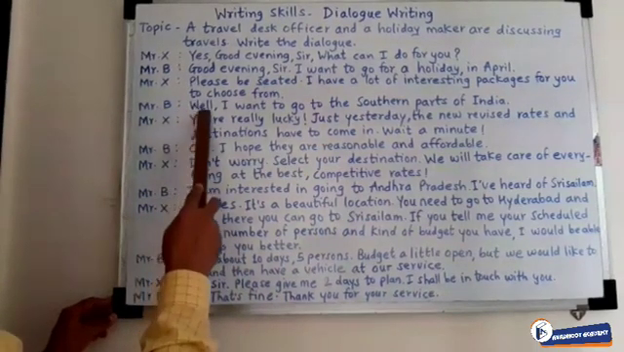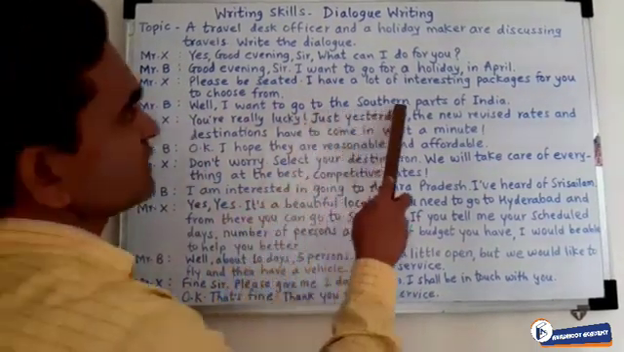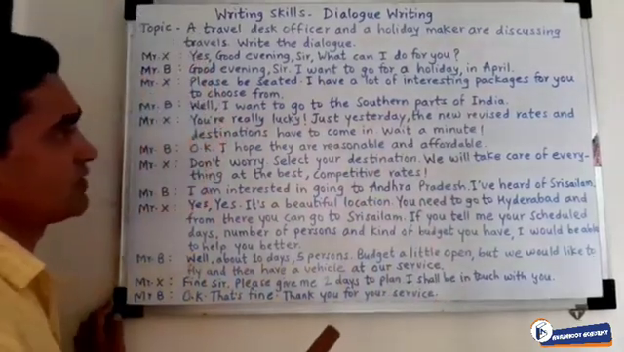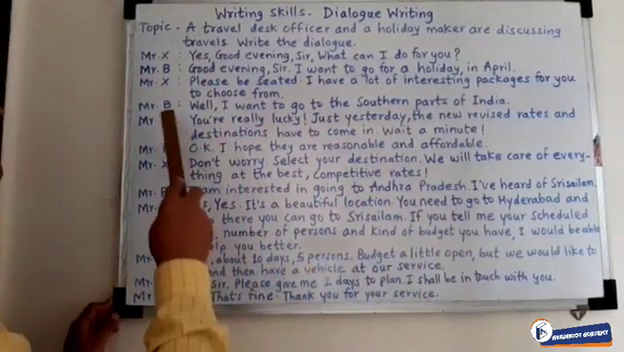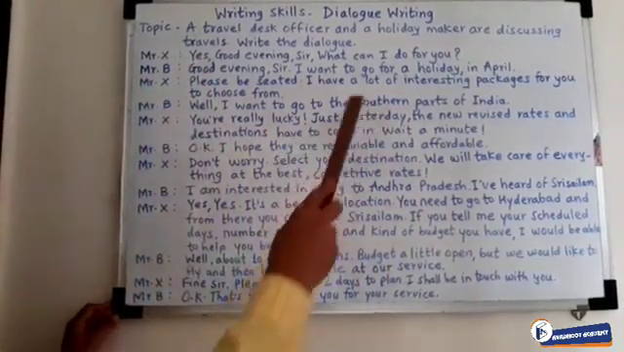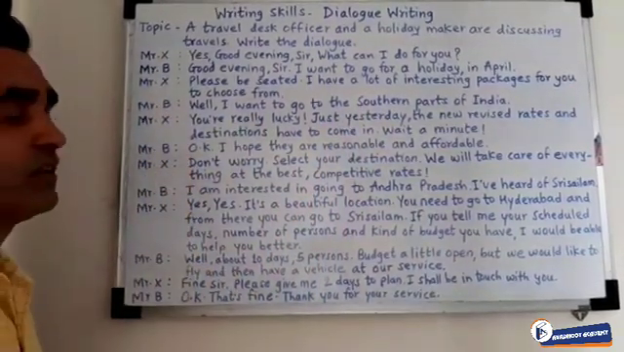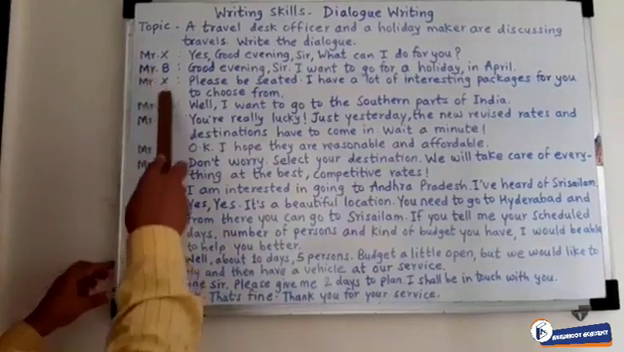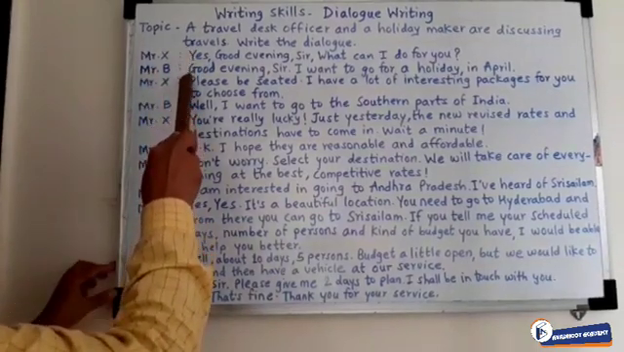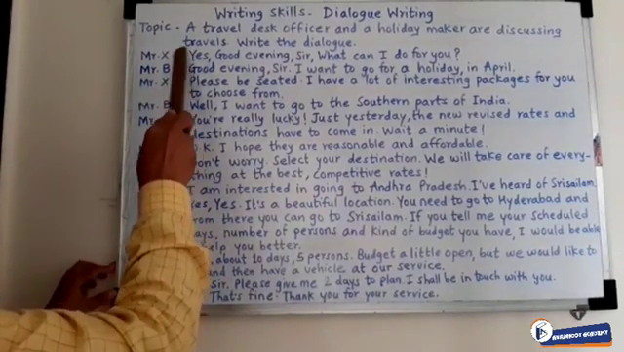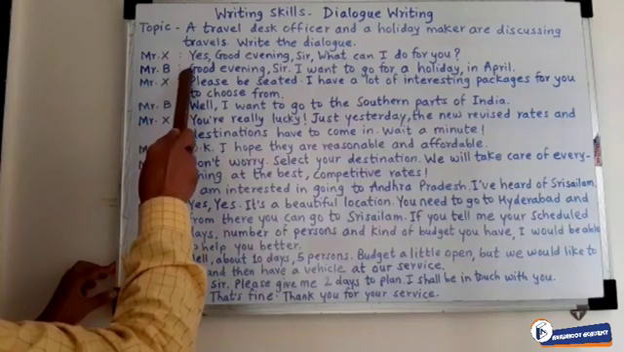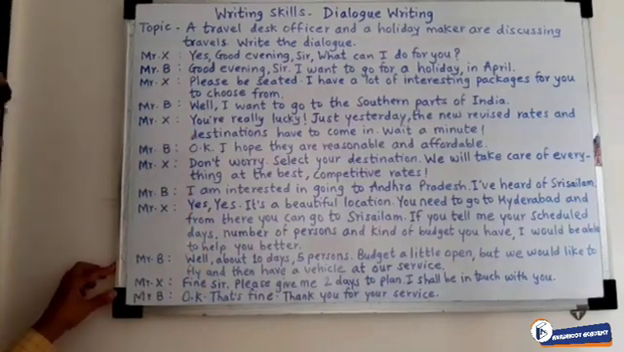Mr. B: "Well, I want to go to the southern part of India." See here, after writing the name of the person, there is this colon. Colon means said: Mr. X said, Mr. B said. So this will be in alignment.